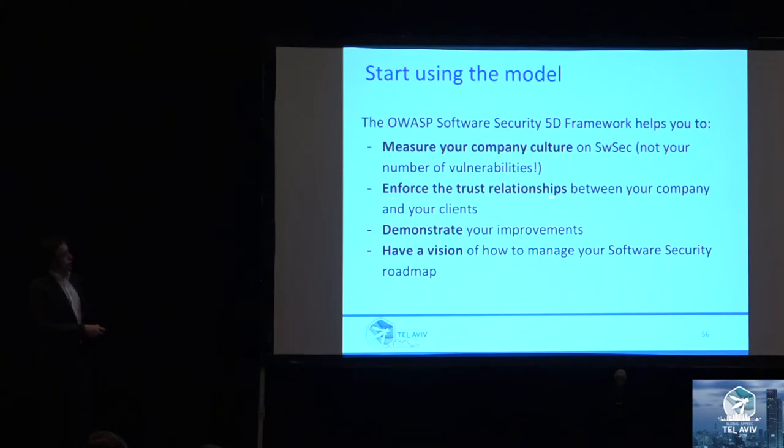Then you can strengthen the trust relationship between your company and your clients, because if you can say that you are implementing a software security roadmap, it is completely different from showing a report. So you can build more trust with your customers. And then you can demonstrate your improvements by performing a new assessment every 6 months, every year. And then you can have a vision on how to manage your software security roadmap using the model. And the vision is really important, it is what is missing today.